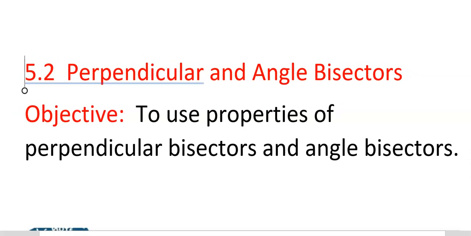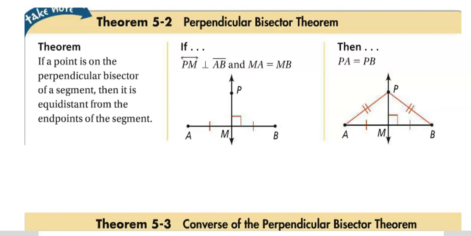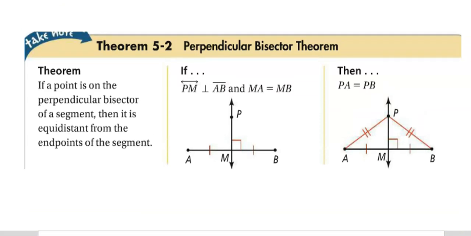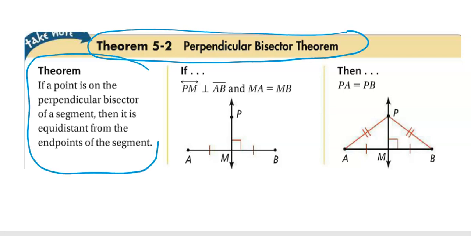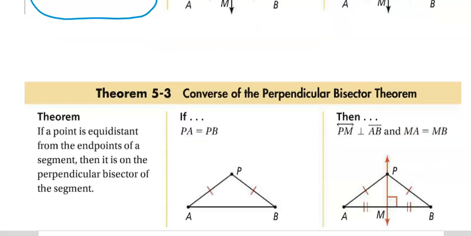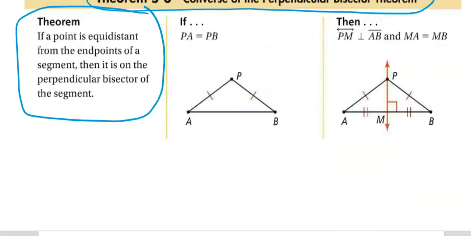5.2 is perpendicular and angle bisectors, and we're going to use properties of both of those to solve different things. Here's your first theorem today, theorem 5.2, perpendicular bisector theorem. Just do the words. And if you're looking in your book, the one after that, converse of the perpendicular bisector theorem, again, just do the words.